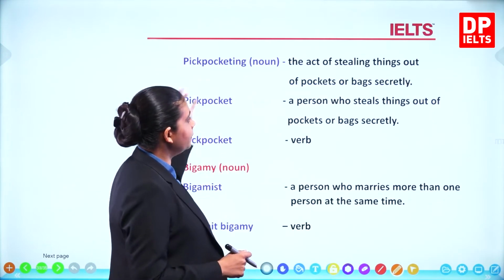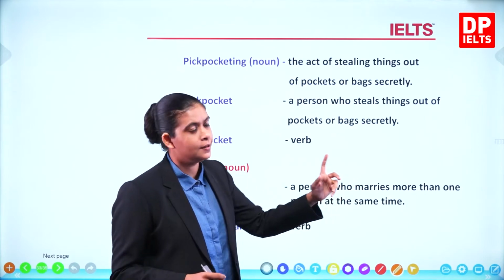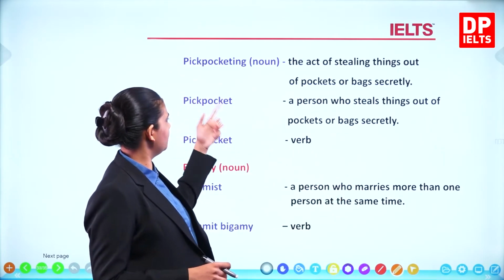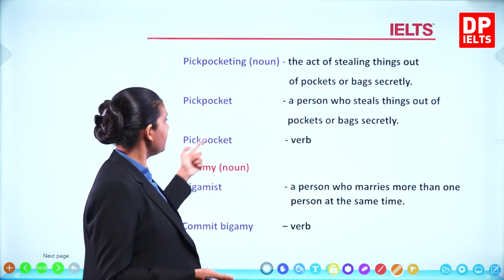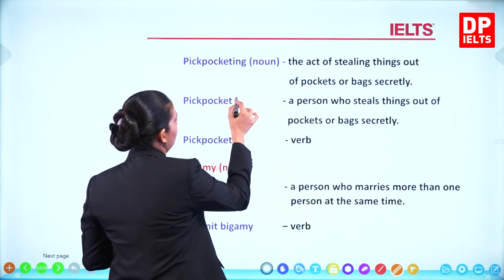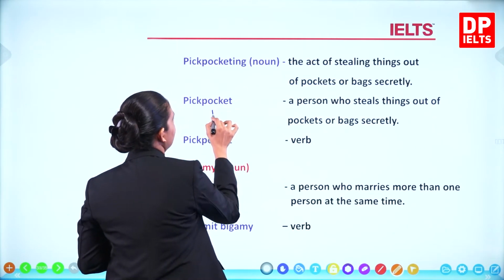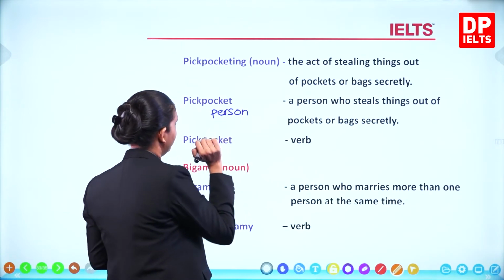Right? So pickpocket person is a person who steals things. Right? Some people even call him a pickpocketer, but usually we call it a pickpocket person. Pickpocket is the verb, right? So here, if you want, you can call it pickpocket. I have just left it there because you can call him a pickpocket person or a pickpocketer, right?